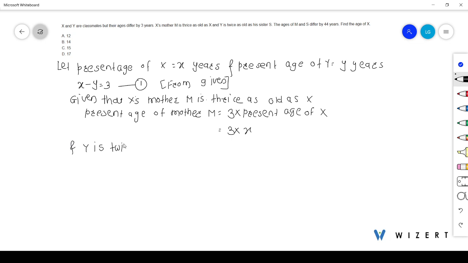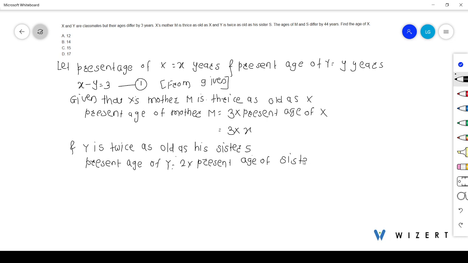And Y is twice as old as his sister S, that is, the present age of Y equals 2 into the present age of sister S. So from this, the present age of sister S is the present age of Y, that is y, divided by 2 years.